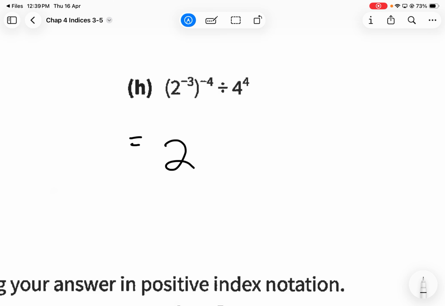So when I take 2 to the power of negative 3, to the power of negative 4, I need to multiply the powers. So I have to take negative 3 times negative 4. Negative times negative becomes positive. 3 times 4 is 12. So it becomes 2 to the power of 12, divided by 4 to the power of 4.